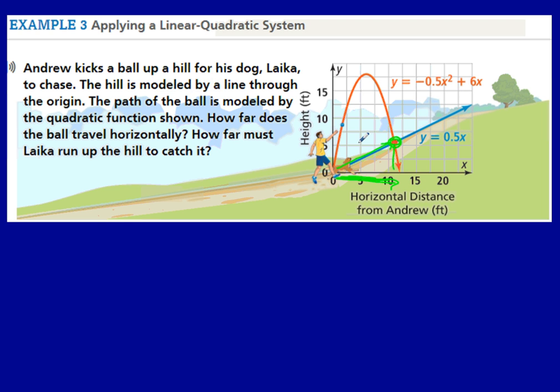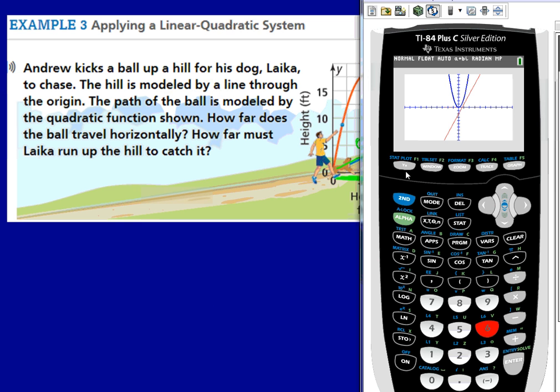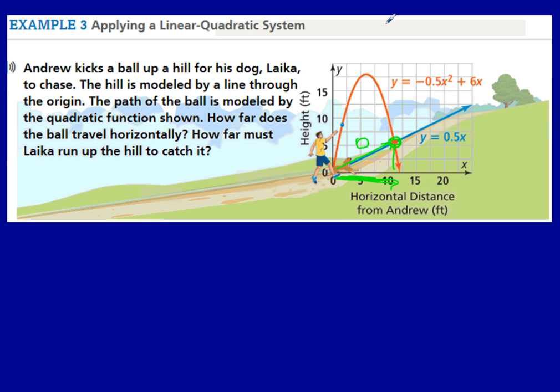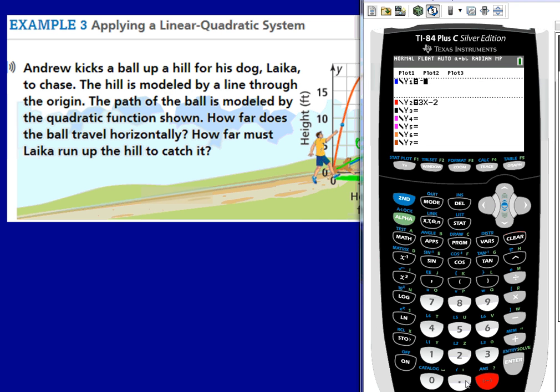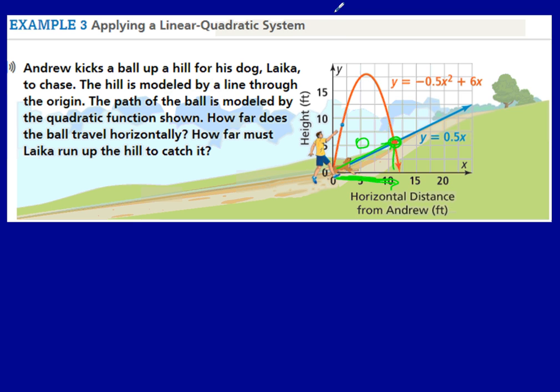We actually need to know this. This is going to come into play next time I see you guys in class. But what I do want to show you is you can do this on a calculator. So let's type these two equations into the calculator. It's negative 0.5x squared plus 6x, and the other one is 0.5x.